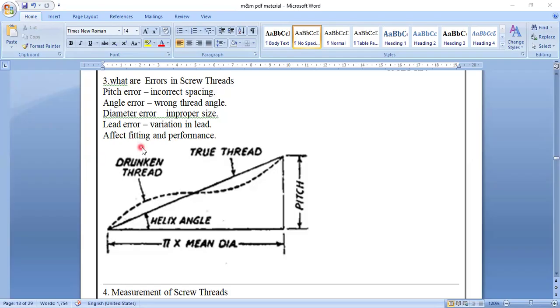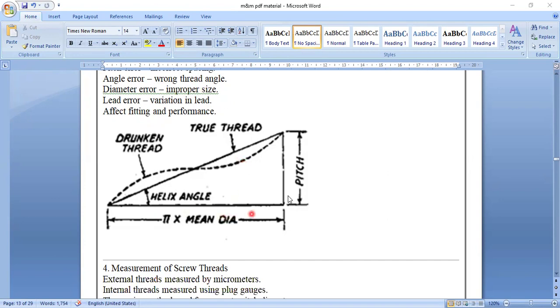So what will happen is they will not fit properly. The fitting is a problem. The performance of the threads is not good, meaning they will not hold the piece perfectly. Pitch errors means incorrect spacing. Angle errors means wrong thread angles. Diameter errors means improper sizes.